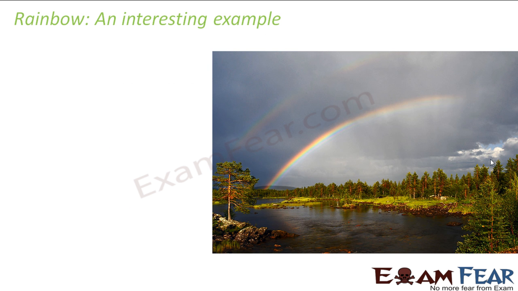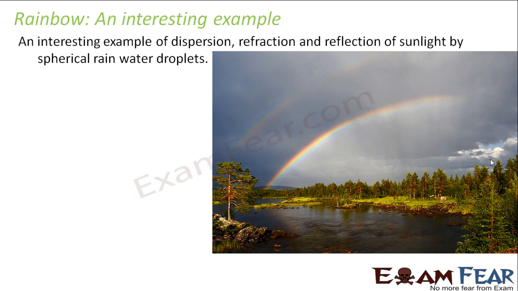Now let us look at an interesting example of refraction, that is rainbow. It is an interesting example of dispersion, refraction and reflection of sunlight by spherical rainwater droplets. So it is an example of all the three phenomena which we have studied so far. We studied reflection, we studied refraction, and just now we studied about dispersion as well. So rainbow is an example of all these three phenomena. Let us try to see how and when a rainbow is formed.